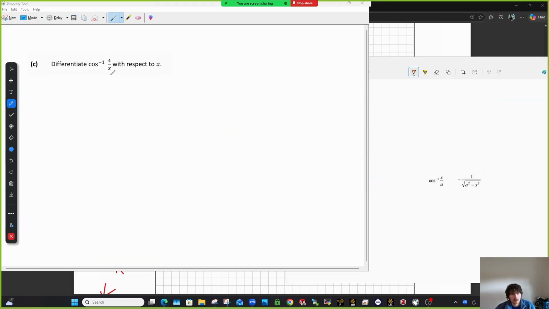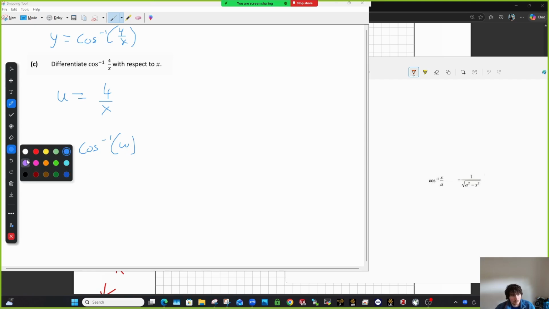So doing the actual question we were asked up here, we do the same thing. We say u equals 4 over x. Remembering y was equal to cos inverse 4 over x, y becomes cos inverse u like before, right? So what are we really looking for? We're looking for a derivative of this pink thing. So we want dy dx.